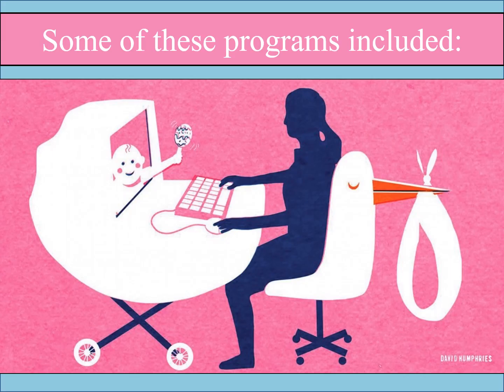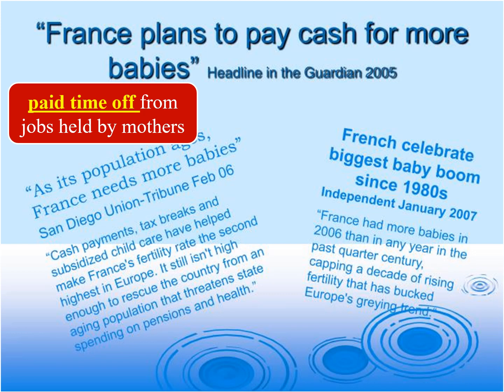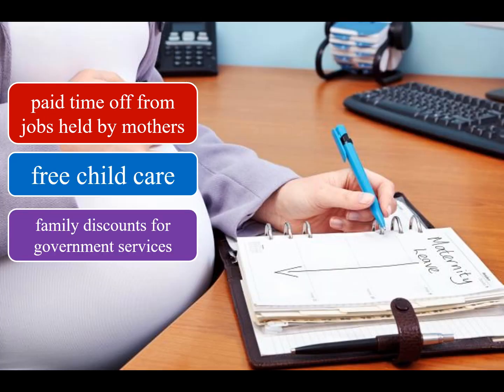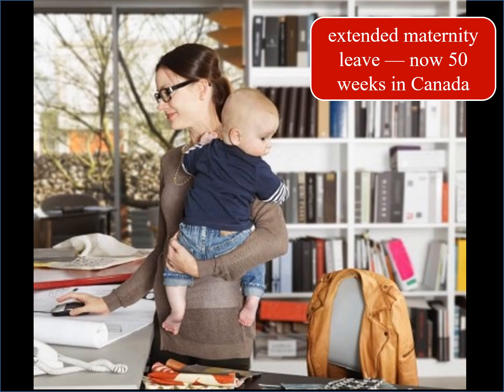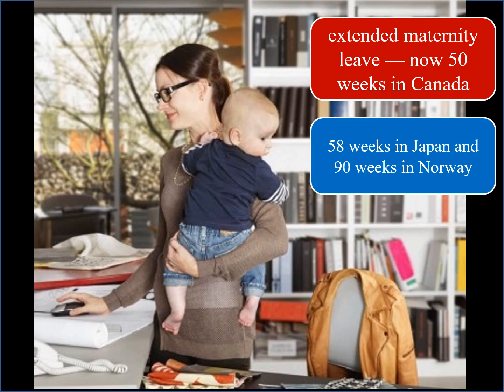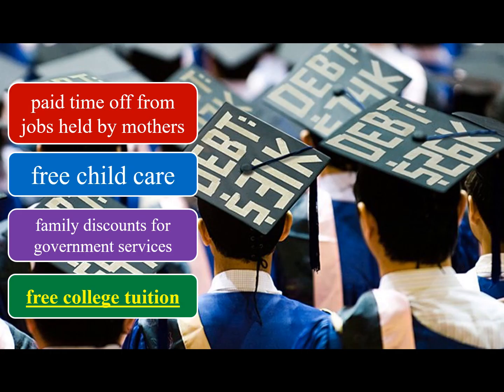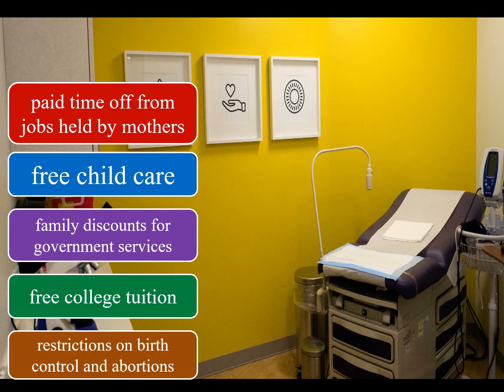Some of these programs included paid time off from jobs held by mothers, also known as maternity leave, free childcare so that the cost of having children and a job wouldn't be a hurdle in having children, family discounts for government services, extended maternity leave, which is now 50 weeks in Canada, 58 weeks in Japan, and 90 weeks in Norway. Family-friendly workplaces, including worksite nurseries, and even free college tuition in many of these countries. Also, some restrictions on birth control and abortions.